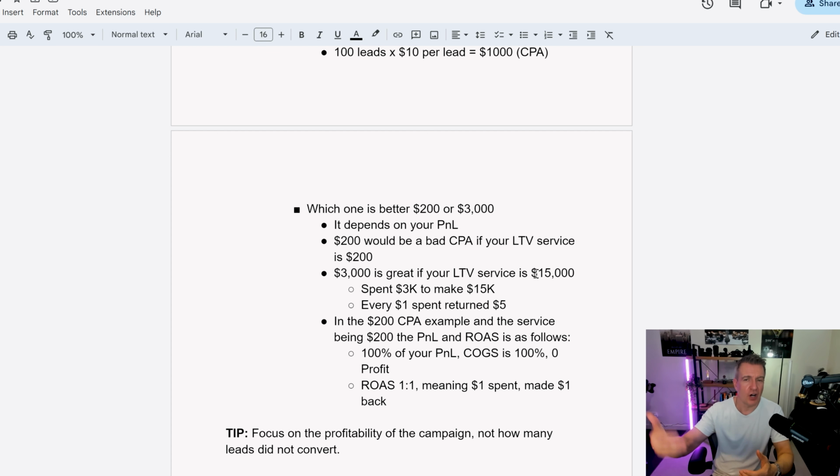But if you spend $3,000 acquiring a customer, and let's say I've got some clients that work in property advisory or something else, and they're making $15,000 back. Well, you spend $3K, you make $15K back. That means for every dollar spent, you got $5 back.